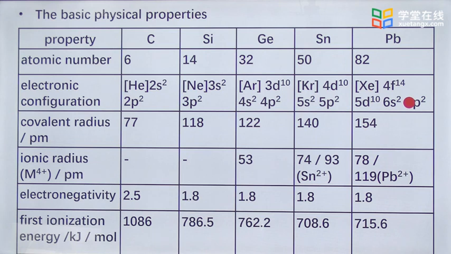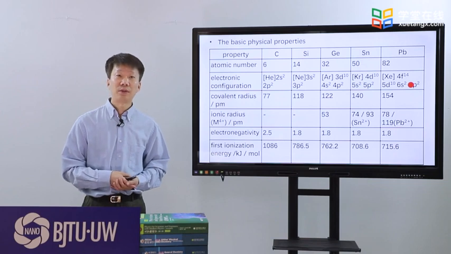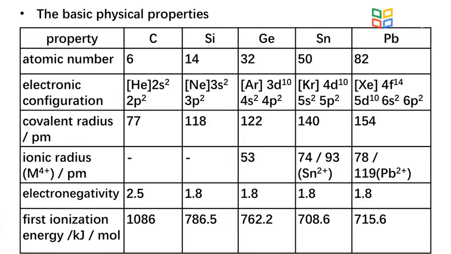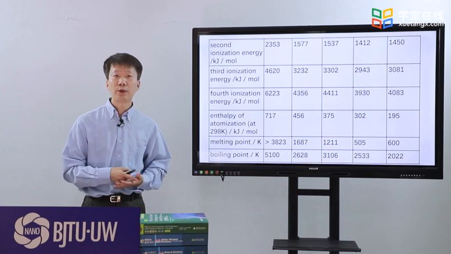The covalent radius increases with the atomic number, so do the ionic radii if available. The electronegativity value of carbon is the highest. Others have similar electronegativities. Group 14 elements can form covalent bonding, say single bond, double bond, even triple bond, or mixed bonding with many elements. There is a large difference between IE2 and IE3.